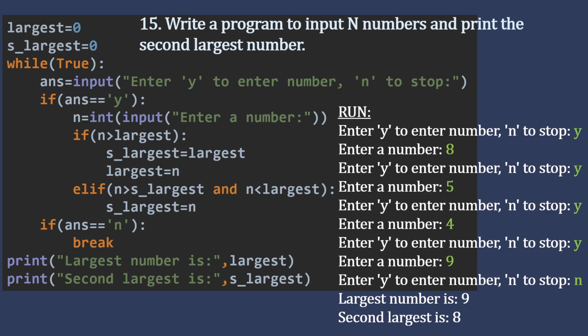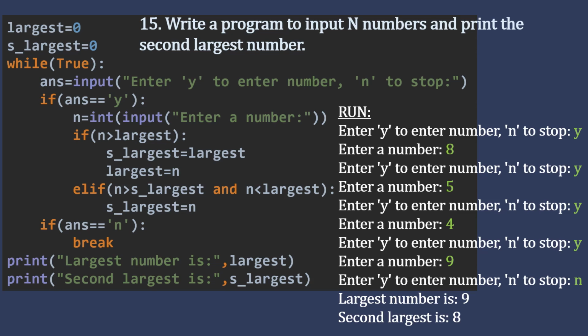That means in the second iteration, the second number entered is 5. So 5 is not greater than largest because currently our largest is having value 8. So it will go to the else if part. And here it will check whether 5 is greater than second largest and less than largest or not. So yes, 5 is greater than 0 because second largest was having value 0, and it is less than largest, and largest is having value 8. So now second largest will be assigned the value 5. Like this it will go on.